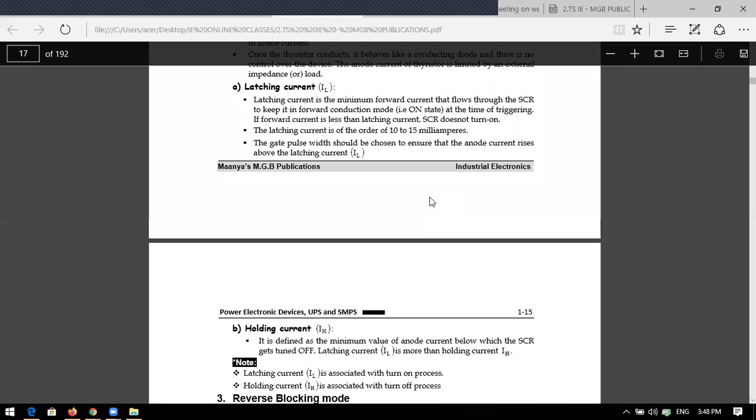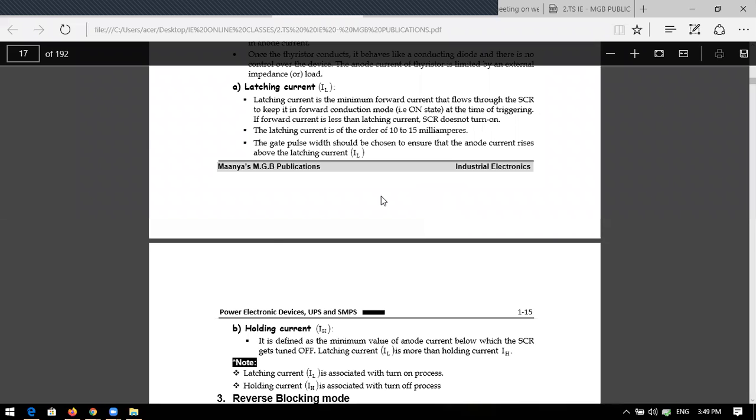So the latching current definition means it is the minimum current to latch the device. That means it goes into forward conduction mode, and it is in the order of 10 to 15 milliamperes. And the latching current will ensure the gate pulse width, whatever pulse you are giving externally. That means the gate pulse width should be such that the anode current is greater than the latching current IL.